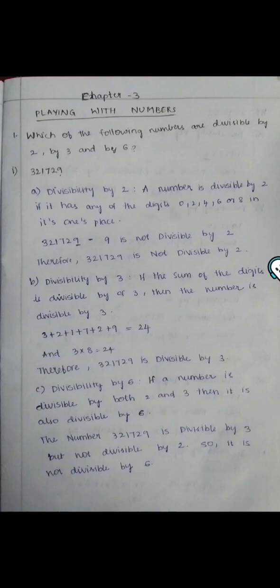And coming to the next divisibility rule, that is divisibility by 6. If a number is divisible by both 2 and 3, then it is also divisible by 6. Here they have given that it should be divisible by both 2 and 3. So this particular number is divisible by 3, but it is not divisible by 2. So we can directly say that it is not divisible by 6.